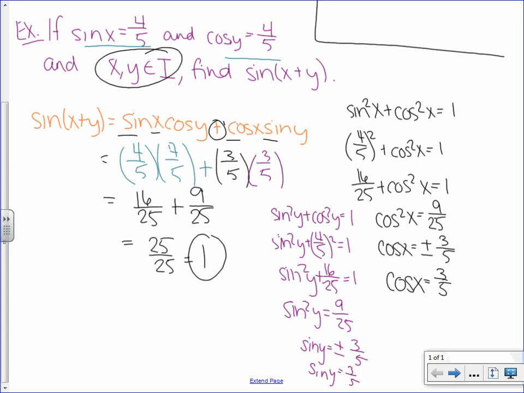Okay? So, very similar to those cosine sum and difference formulas, except now we just have a new one that we need to know. Alright, like I said, this is provided to you on your reference sheet for the trig exam. Okay, let's do another.